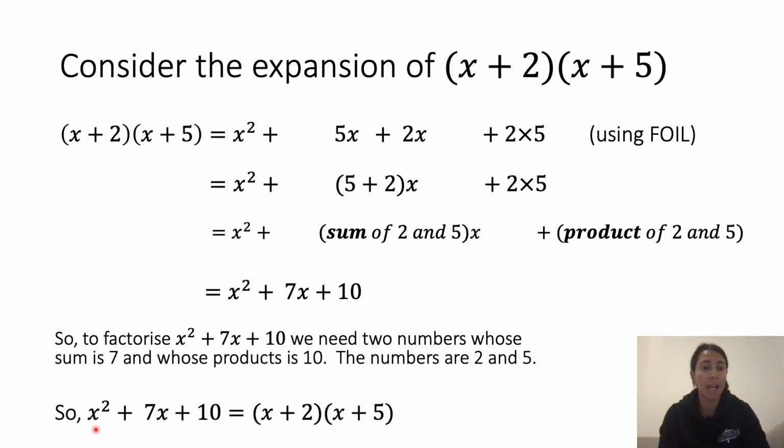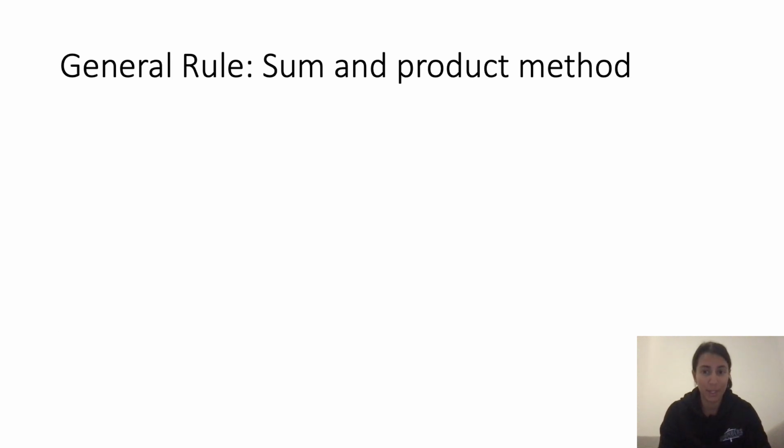So if we had this expression here and we wanted to factorize it, we would end up with x plus 2, x plus 5. So I'm going to try and explain the rule to you now.